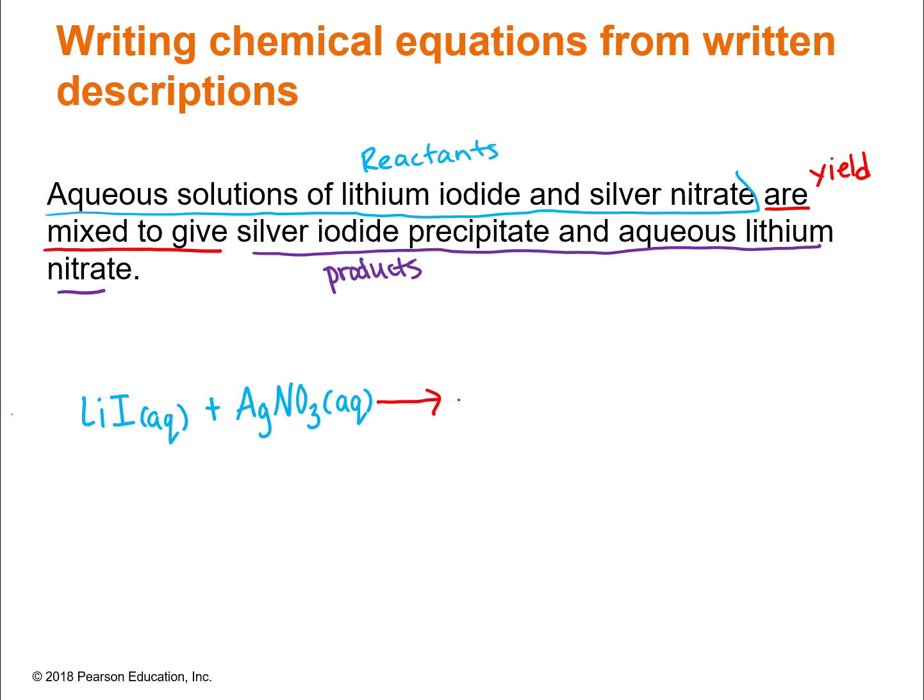Our mix to give, that's just the yield sign. There's nothing special there. No heat, no catalyst. Then we've got silver iodide precipitate. Precipitate means that it's a solid. And then aqueous lithium nitrate.